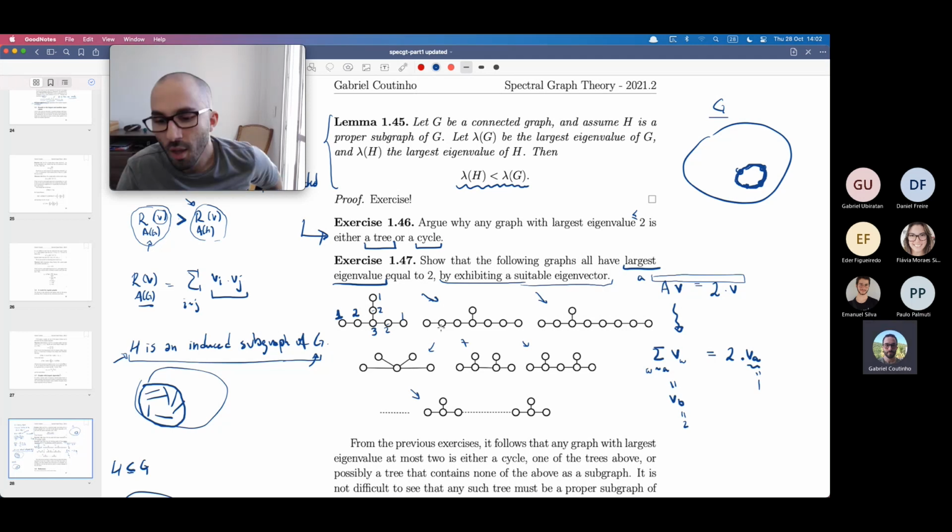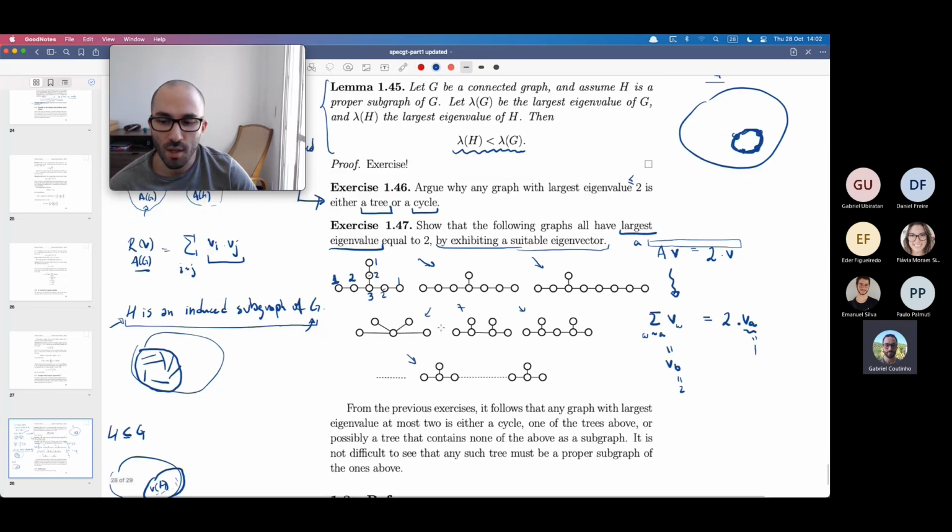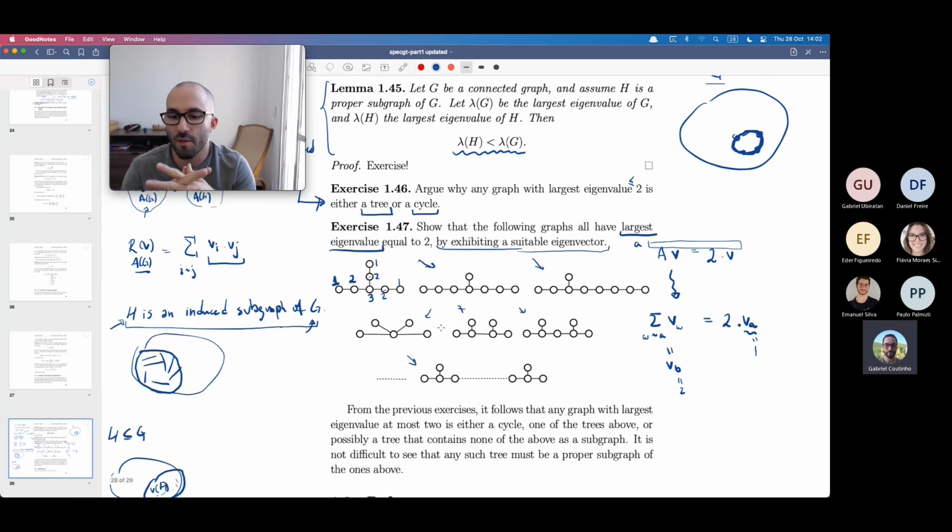Now, from this previous exercise, it follows that any graph with largest eigenvalue at most 2 is either a cycle, one of the trees above, as you see, these are all trees with largest eigenvalue 2, or possibly a tree which has not been drawn here, but this tree cannot contain any one of these trees as a proper subgraph. Because if it did, then its largest eigenvalue would be bigger than the largest eigenvalue of these trees.